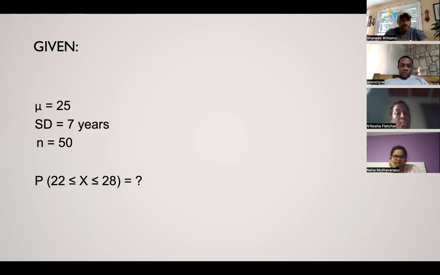Now, with what we've already discussed, we're already given these values. We know that the sample mean is 25 years. The standard deviation is 7 years, and our sample size is 50. That should allow us to answer the question, what is the probability that the mean number of years between asbestos exposure and death is between 22 and 28 years?